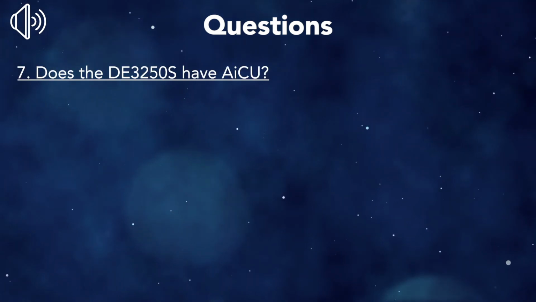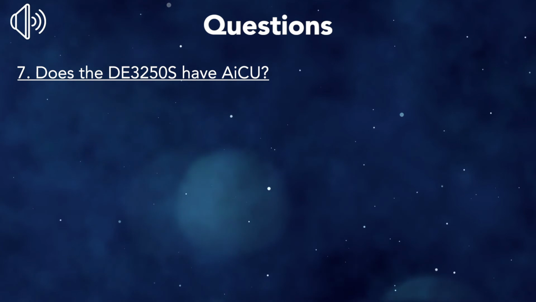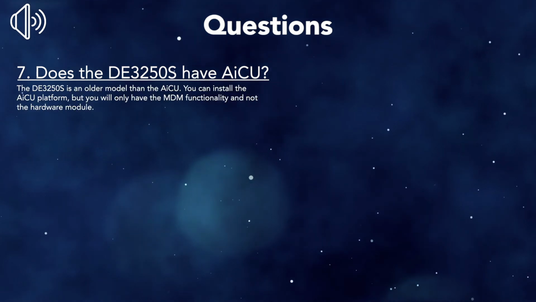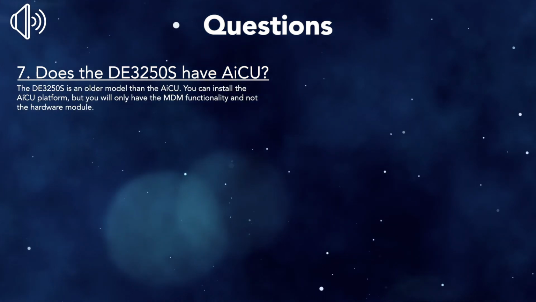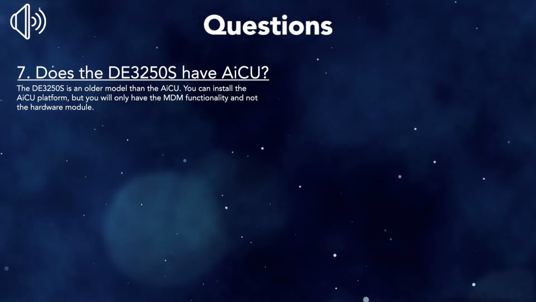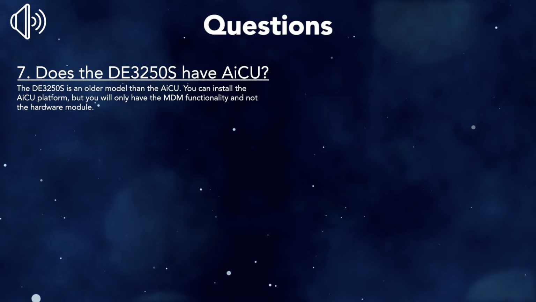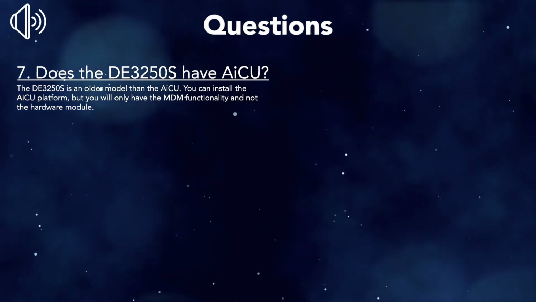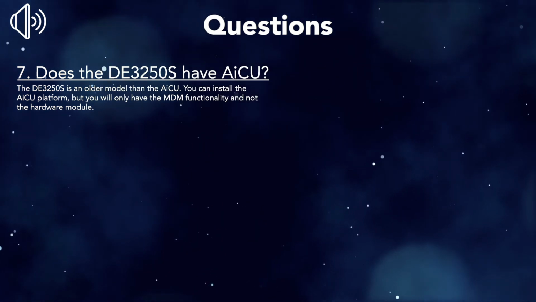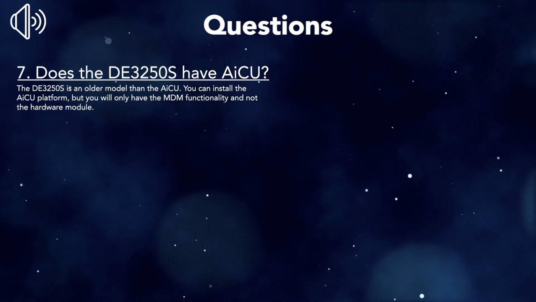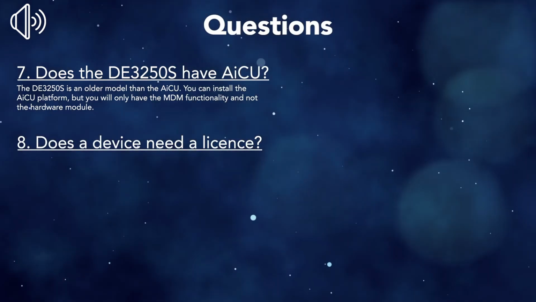Somebody's asking if they have a large network of 3250S installed, does the ASU support it? This model was older than when the ASU was introduced. So in this case, you can install the ASU platform, but you will not have the hardware features. You will only have the standard MDM functionality.